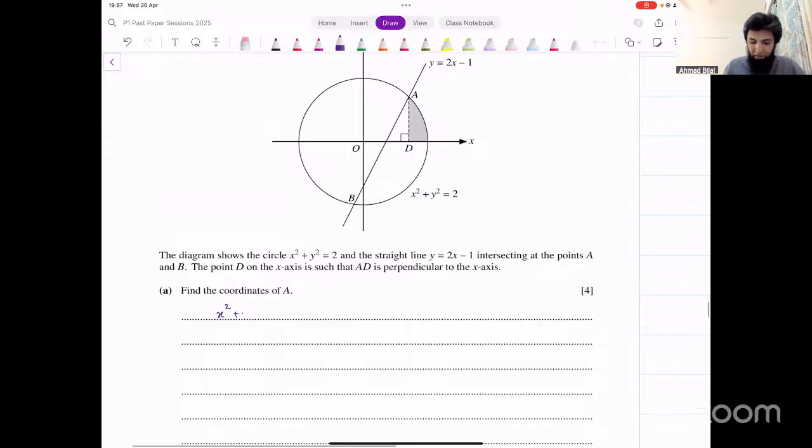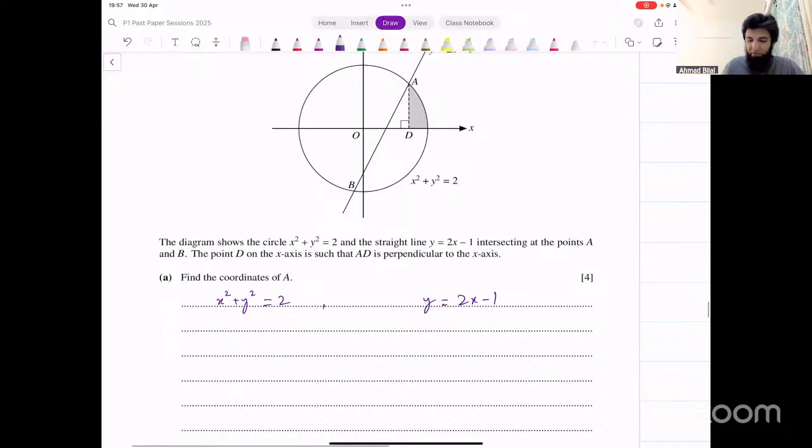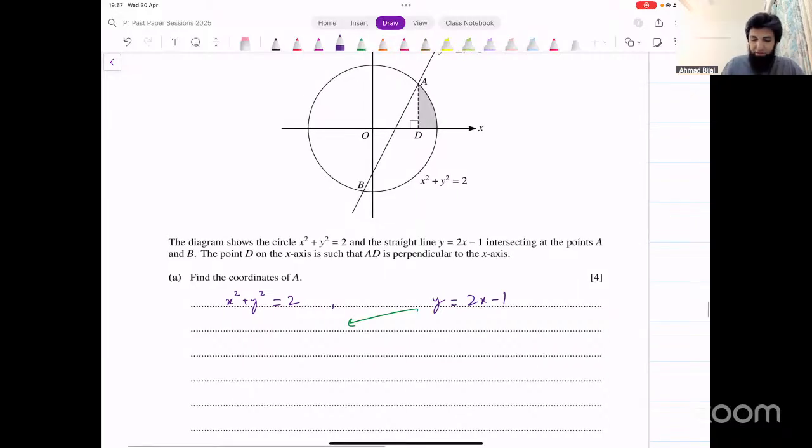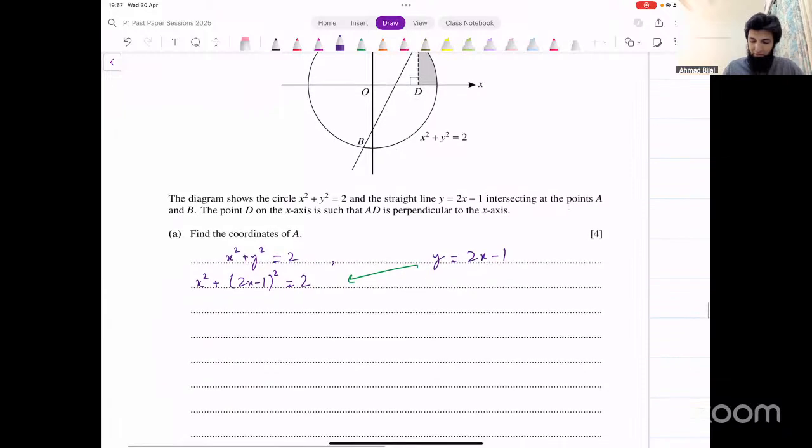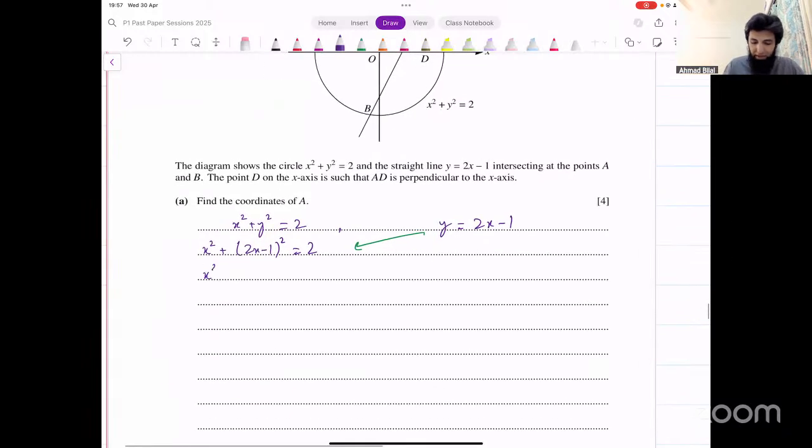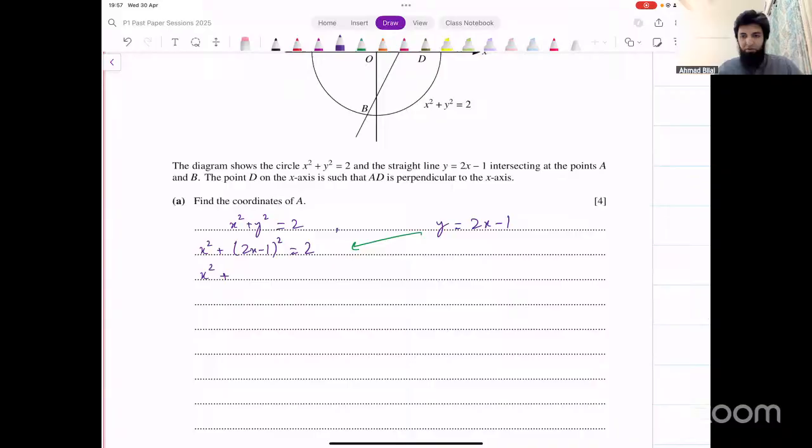X squared plus y squared equals 2. That's the equation of the circle. Equation of the line is y equals 2x minus 1. Input that equation in the circle's equation, and that will give you x squared plus 2x minus 1 whole squared equals 2. Let's simplify this. X squared plus a minus b whole squared.